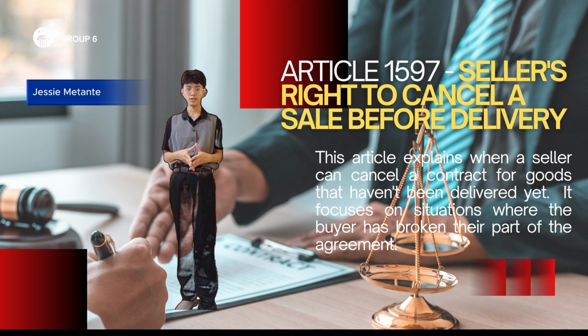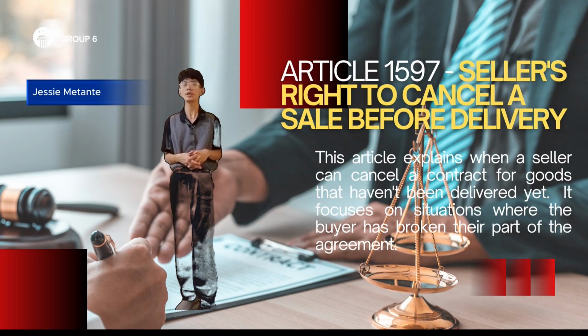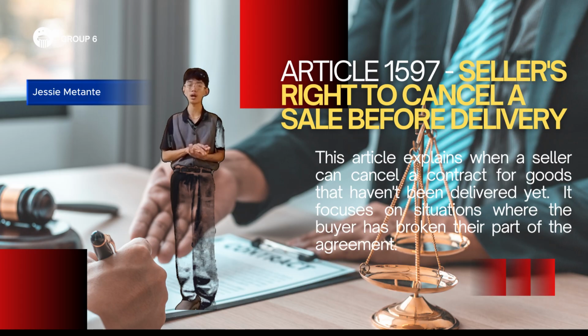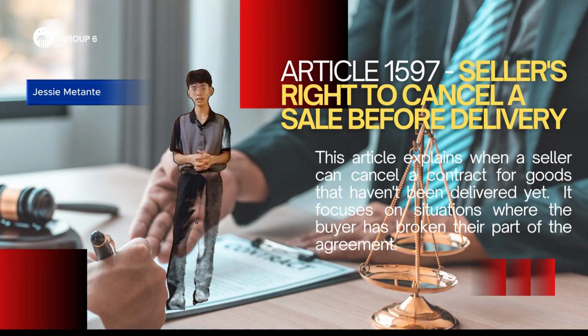Article 1597. Seller's right to cancel a sale before delivery. What it is about. This article explains when a seller can cancel a contract for goods that haven't been delivered yet. It focuses on situations where the buyer has broken their part of the agreement. So, there are things that we also need to consider here. First is seller's option. If the buyer does any of the following things before the seller delivers the goods, the seller can cancel the sale by giving notice to the buyer.